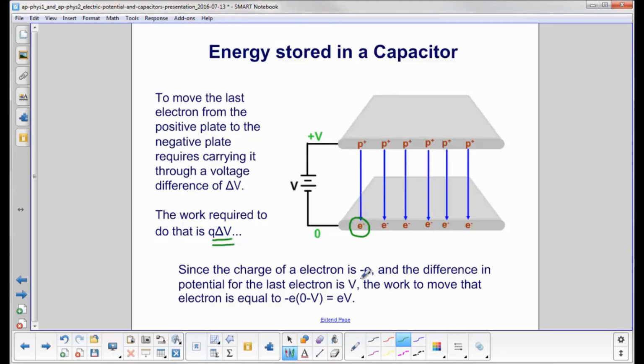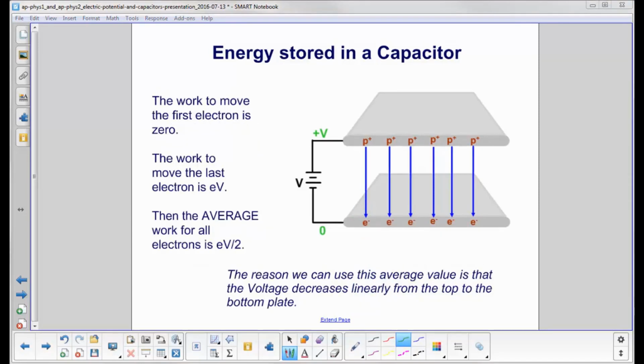The charge on an electron is negative E, and the difference in potential for the last electron is V. The work to move that electron is equal to negative E times negative E, or just EV. The work to move that first electron was 0 because both plates were at the same potential, so to move an electron along an equipotential surface takes no energy, no work. The work to move the last electron was EV.